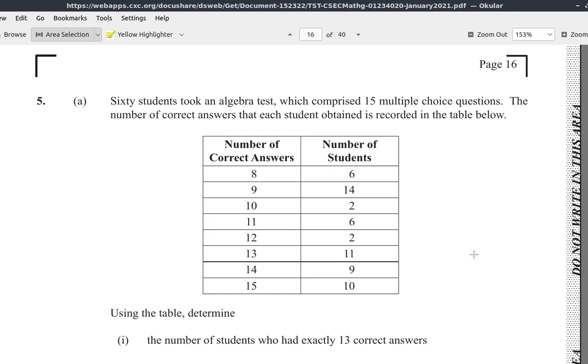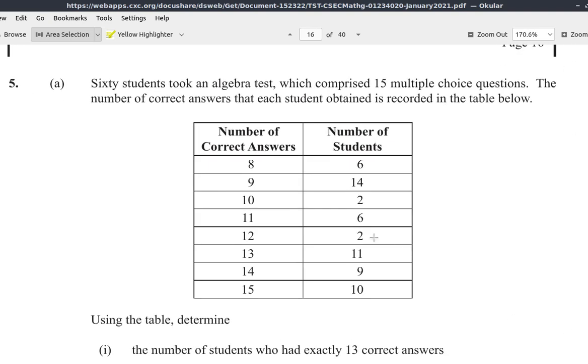Question 5 of the January 2021 CSEC Mathematics past paper. What this says here: 60 students took an algebra test which comprised of 15 multiple choice questions. The number of correct answers for each student obtained is recorded in the table below.